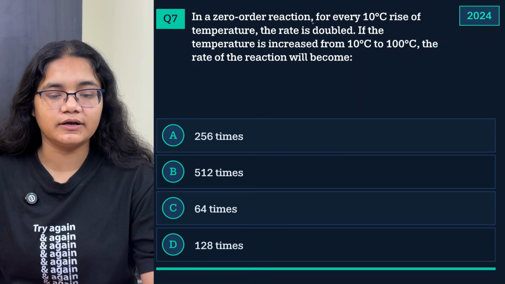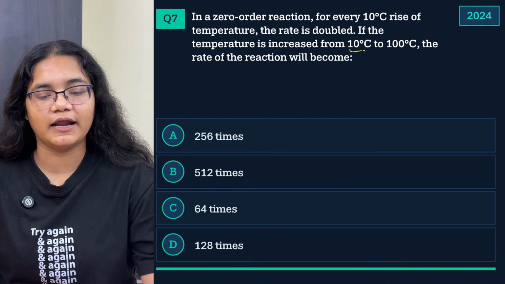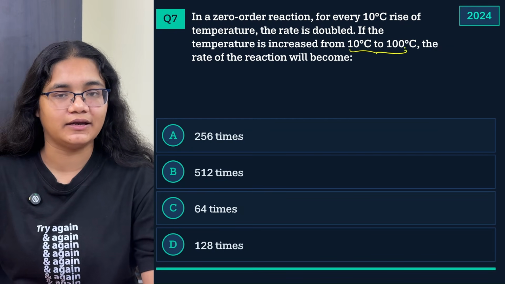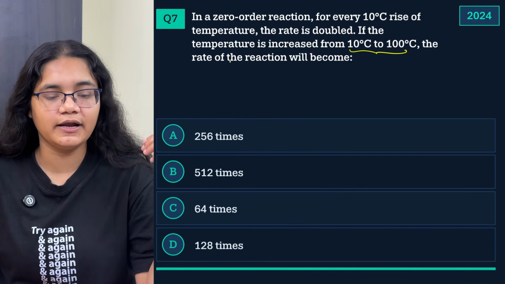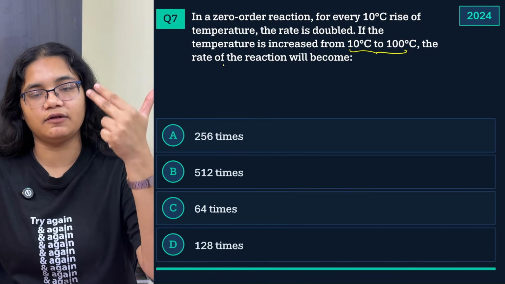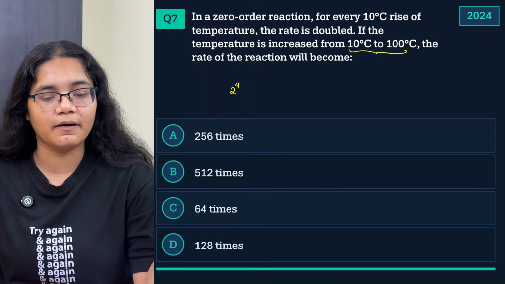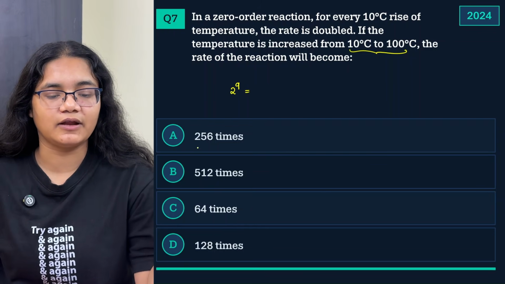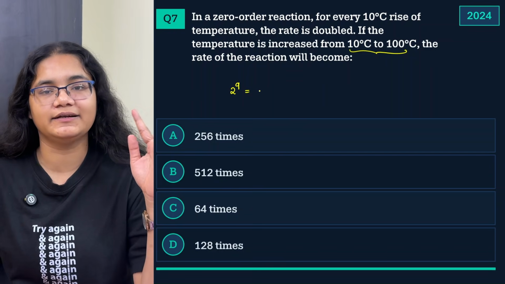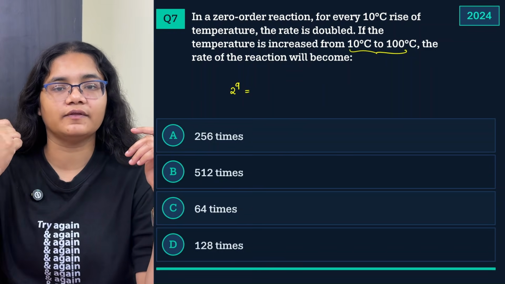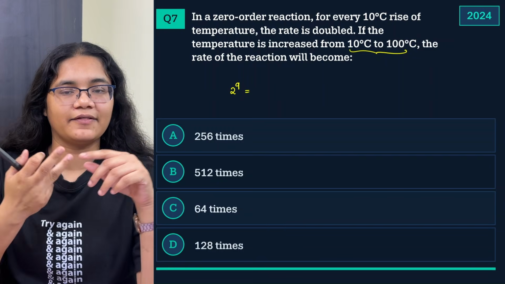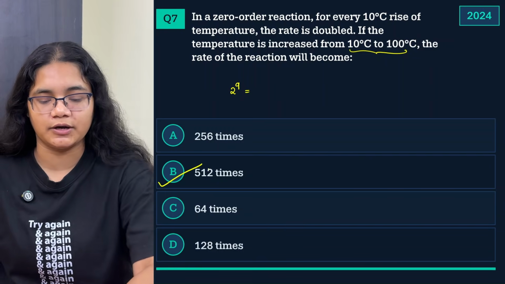Next, in a zero order reaction, for every 10-degree rise of the temperature, the rate is doubled. Now, if the temperature increased from 10 to 100 degrees Celsius, the rate of the reaction is? You are going from 10 to 20, 30, 40, 50, 60, 70, 80, 90, 100. So it is almost like 2 to the power of 9. So 2 to the power of 9 will be 2, 4, 8, 16, 32, 64, then you have 128, 256, and then you have 512. That is option number B here.